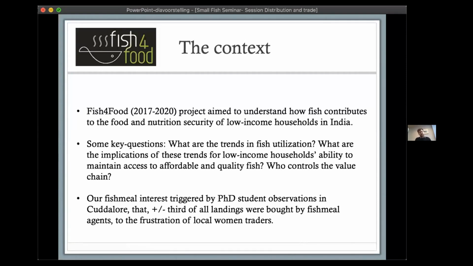And our fish meal interest in this study was actually triggered by one of our PhD students doing observations in 2017 and 18 in Cuddalore, and observing very systematically that about a third of all the landings in this small town in Southeast India were actually being bought by fish meal agents, to the frustration of local female traders. And since this seemed to be such a prominent issue here and also elsewhere, we wanted to look into this in more detail. Next slide, please.